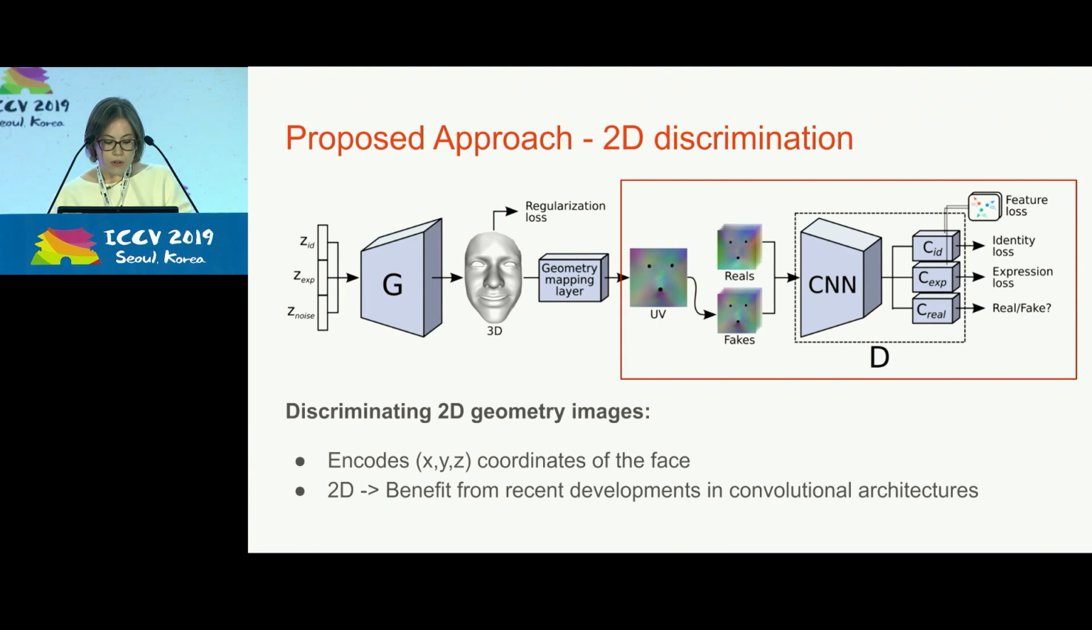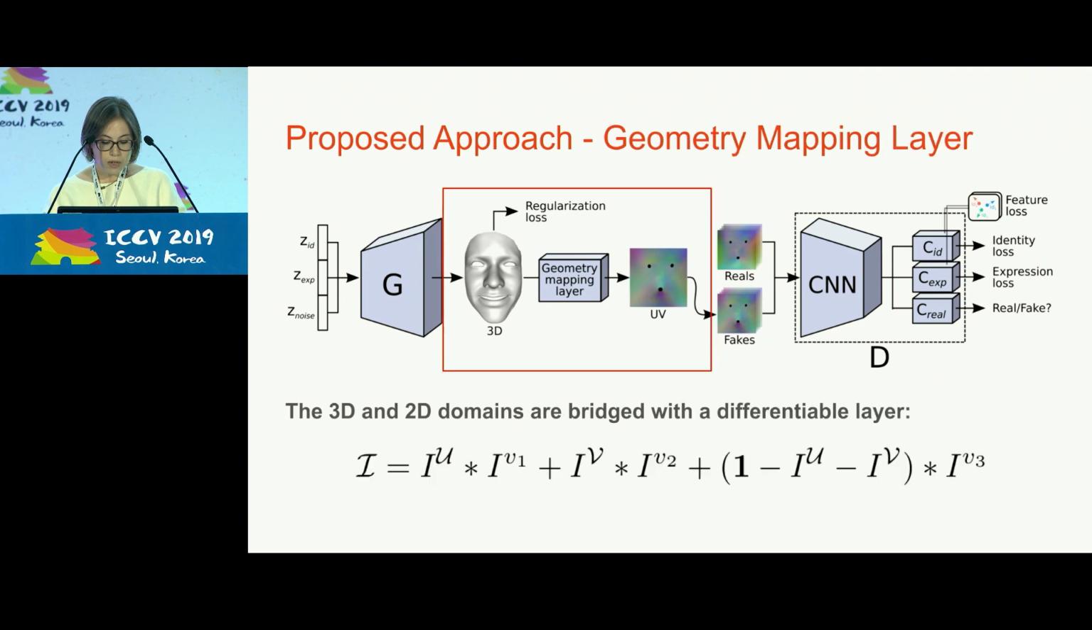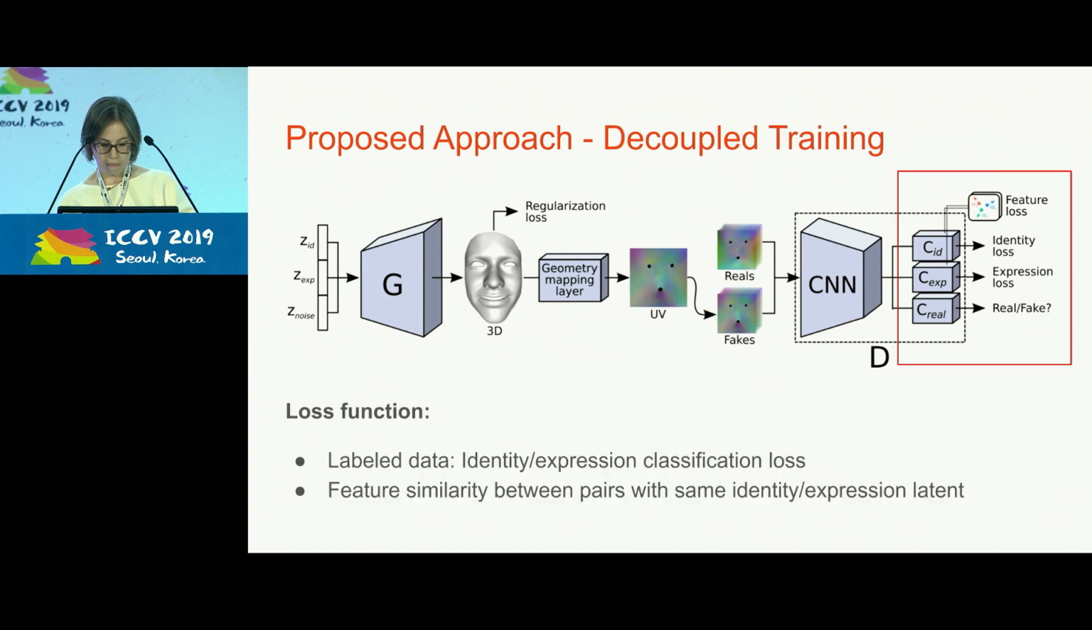So we discriminate a face by representing it as a geometry image, and the 3D and 2D domains are bridged by the geometry mapping layer. This layer encodes the geometry of a mesh into a 2D map I, where each pixel is associated with a location on the mesh, and the values are obtained by interpolating the vertex location using the expression shown here, where U and V are the pre-computed barycentric coordinates, and V1, V2, V3 are the 3D locations.